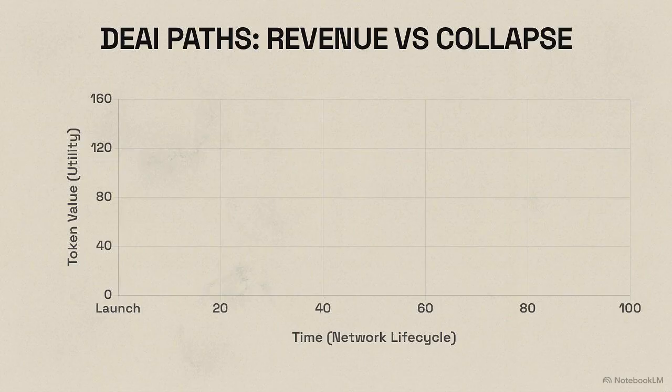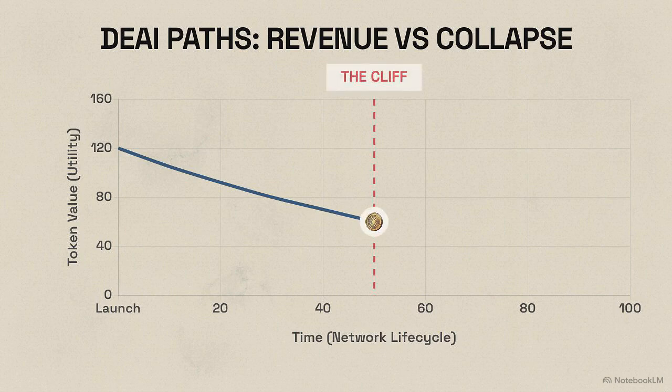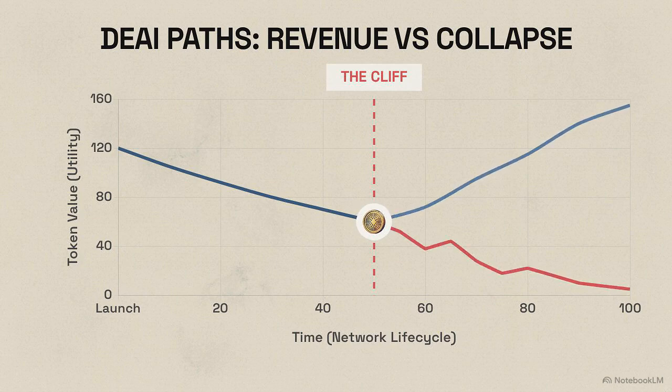Every early-stage decentralized AI project is currently sprinting toward a single point of failure, the sustainability cliff. The cliff is the exact moment token emissions halve or decay to zero entirely. That is when the subsidy paying for network security vanishes. At this intersection, projects split into two paths: upward toward external revenue or downward to collapse.